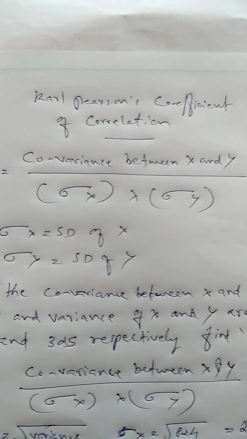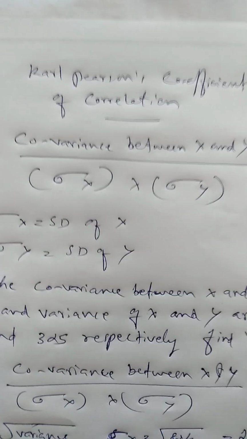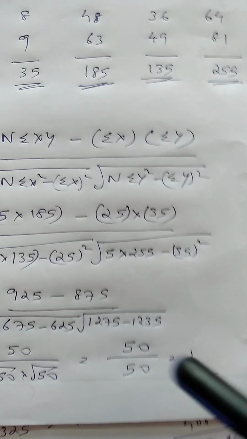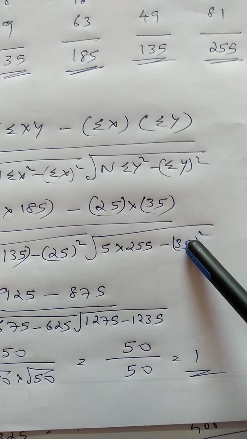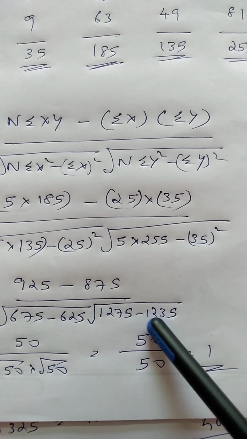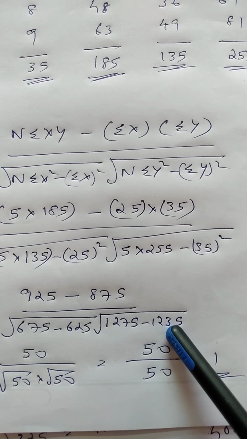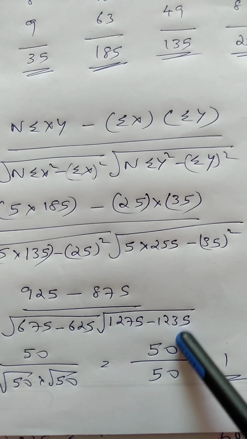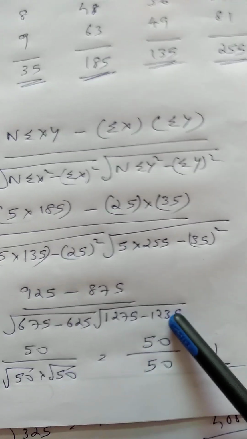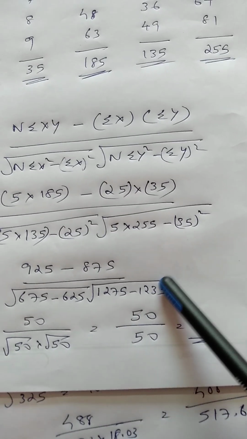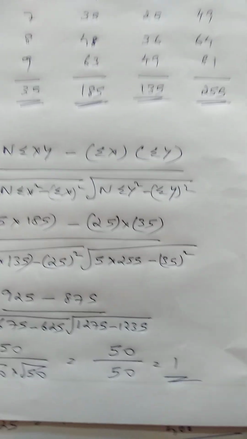Now we continue with the correlation topic. But before that, in the last video, there was a mistake. That means 35 into 35 is 1225. Instead of that, it is mistakenly written here as 1235. 35 into 35 is 1225. It is written here as 1235. It's a mistake. Please correct that. Other answers are correct, but this is to be corrected. Sorry for that. And now we continue with the correlation.